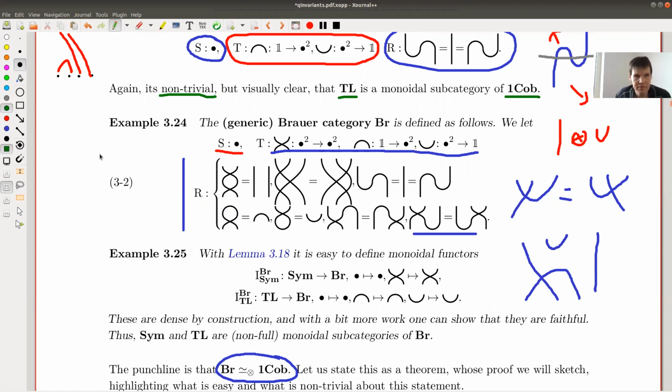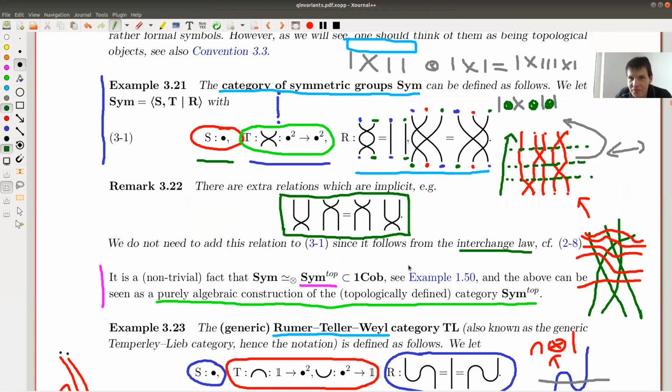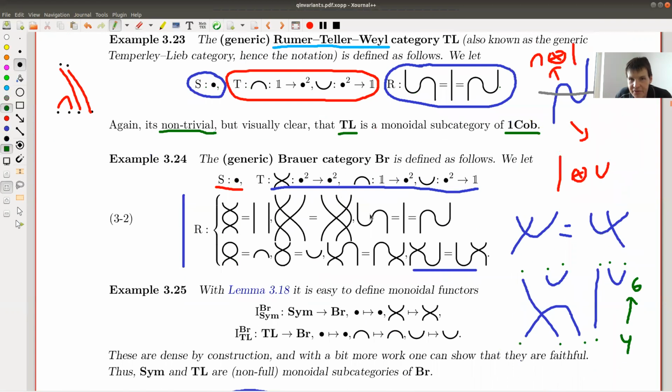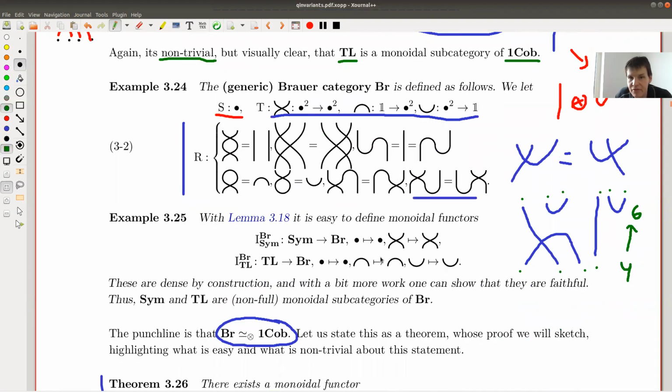Maybe with another cup here. This would be a morphism from 1, 2, 3, 4, 5, 6 dots. Sorry, I read from bottom to top, so from 4 dots to 6 dots. All right. And of course, now it's totally trivial to define the functor from the previous category to Brouwer by just sending pictures to pictures, because observe these relations are imposed in Brouwer as well, and this relation is also imposed in Brouwer as well. So you get those monoidal functors for free, and actually they are faithful.